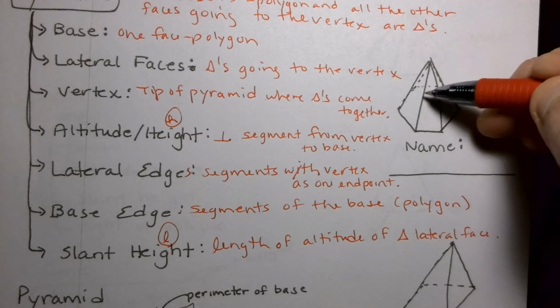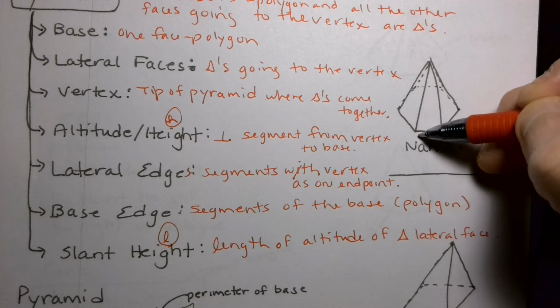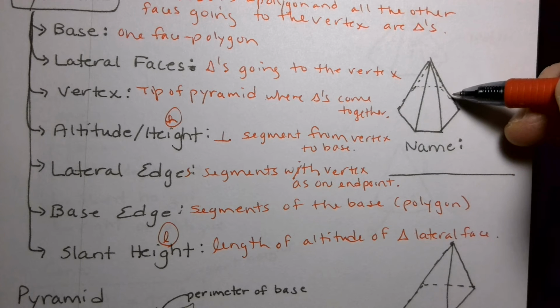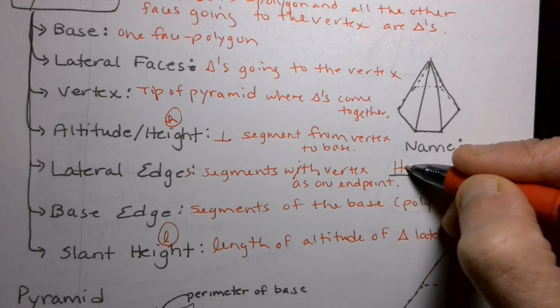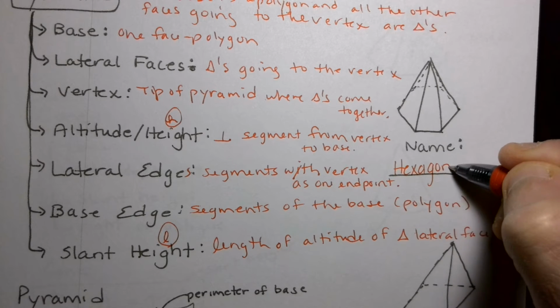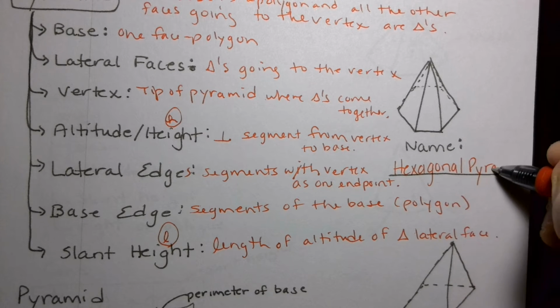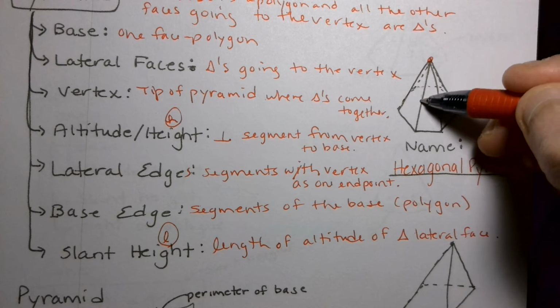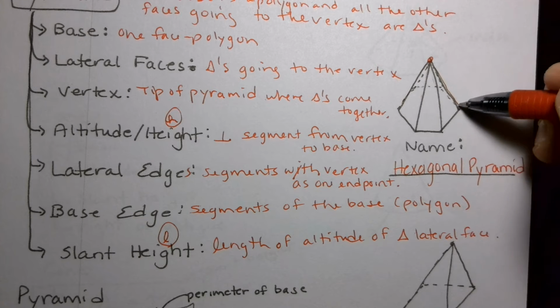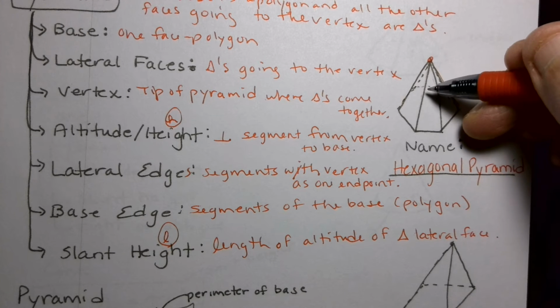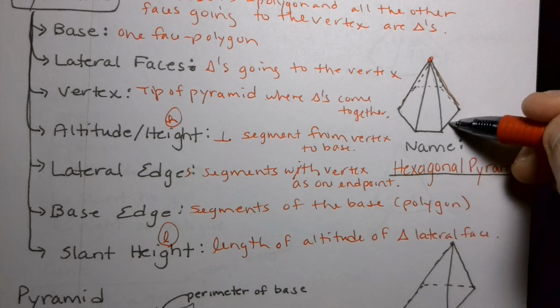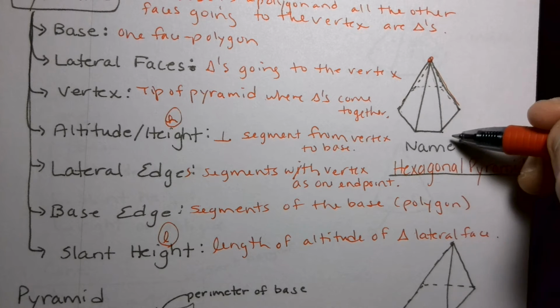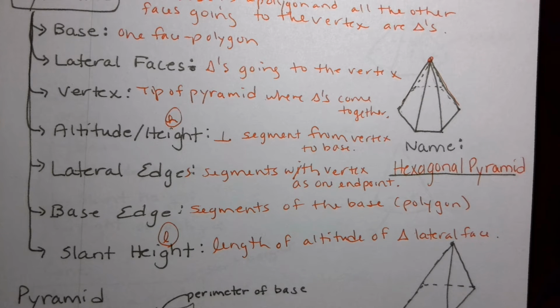So the base is, of course, a what? 1, 2, 3, 4, 5, 6. There's a six-sided figure here. That's a hexagon. So the name of this is a hexagonal pyramid. This is your vertex. These are all your lateral edges, all the way through the back. The ones surrounding the hexagon are the base edges.